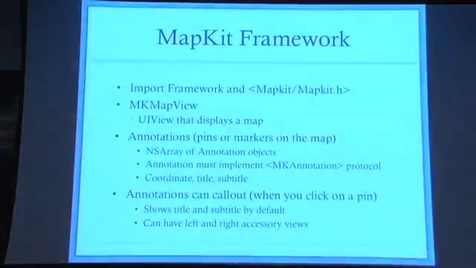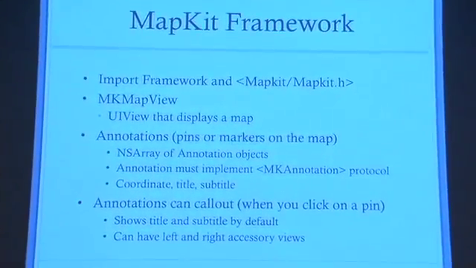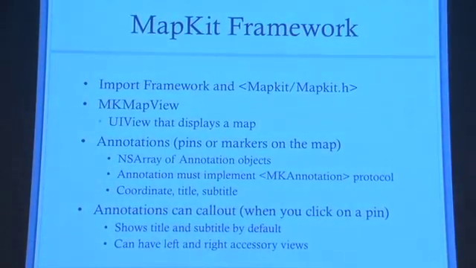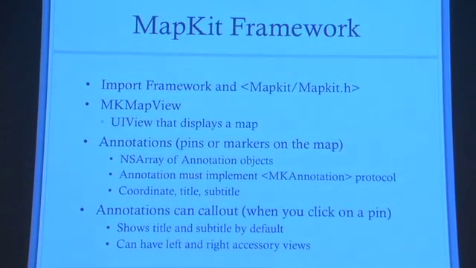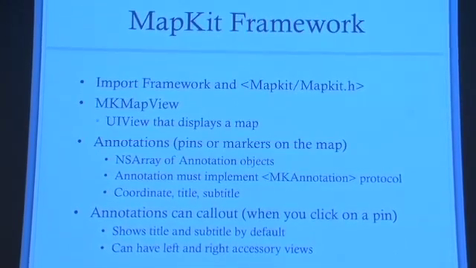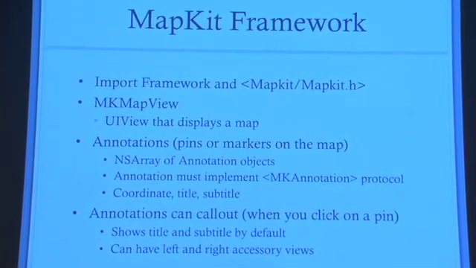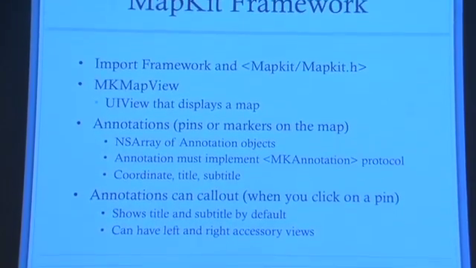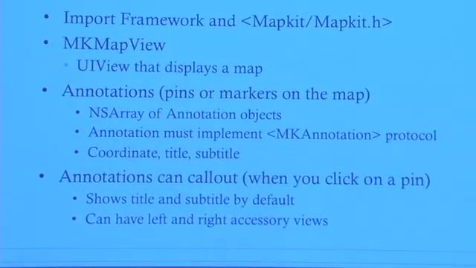So this is like a new use of protocols. I think up until now we've only seen protocols used in delegation, but using this protocol here is specifying that this object has to be of type MKAnnotation, and the rule for implementing that protocol is just that you have to have a coordinate, and then optionally you can have a title or a subtitle. So those are the annotation objects. And then other things that annotations can do are they can call out when you click on them. When you click on the marker, it can do this thing called a callout.